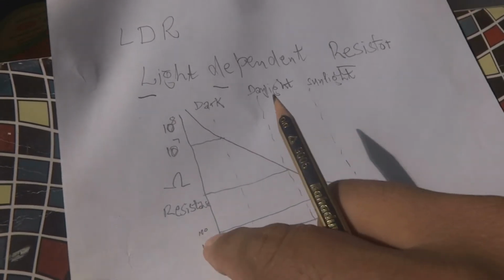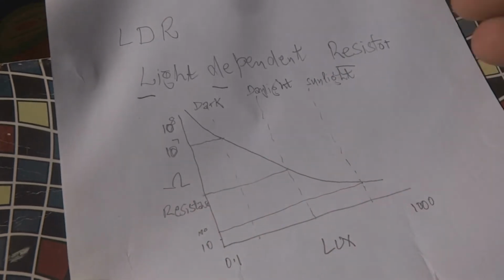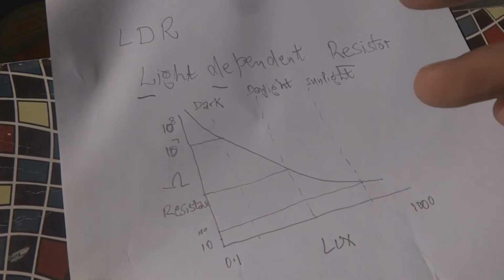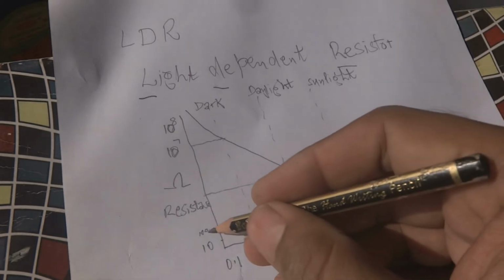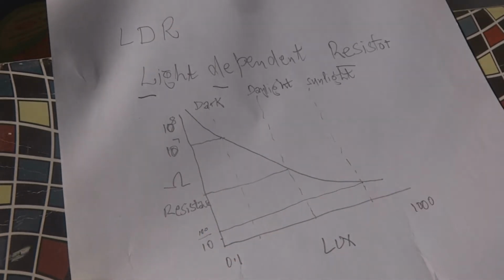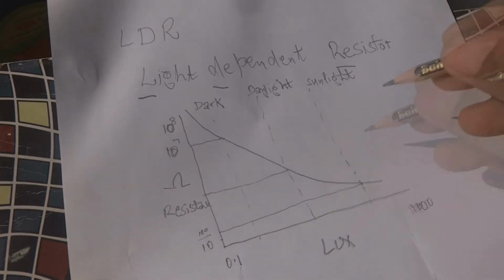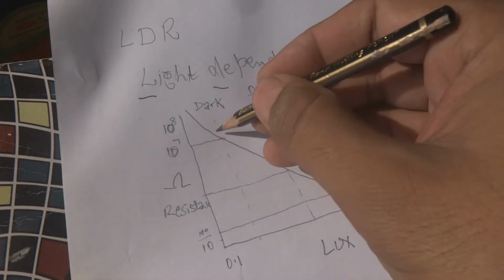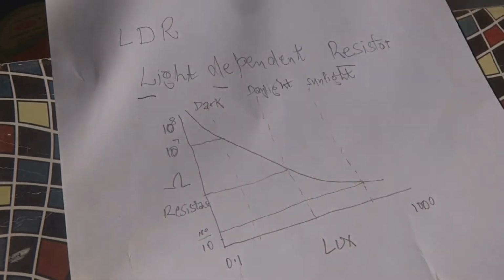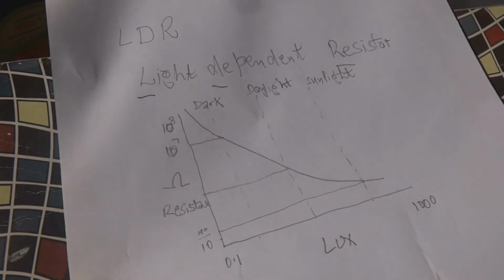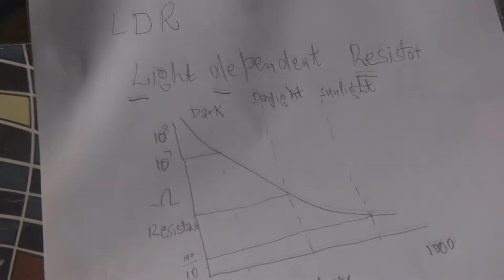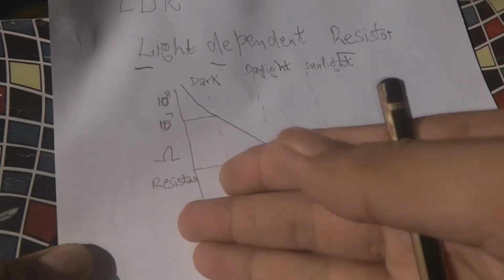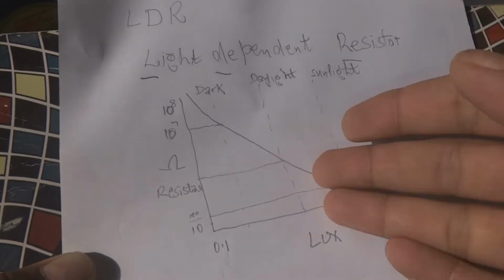This depends upon the LDR type as well as the number, the company manufacturer, and the particular characteristic of the LDR. But keep in mind one thing, that in the light it will have a low resistance and in the dark it will have a very high resistance. This is a very simple rule for the LDR. This is the graphical representation for an LDR.